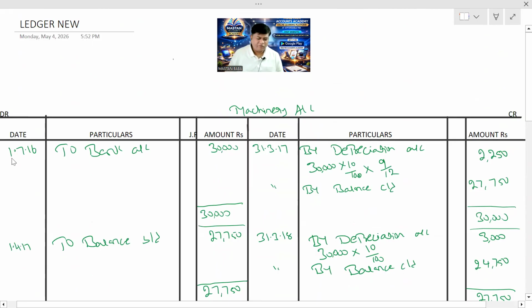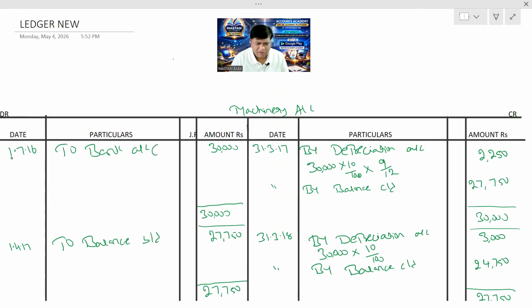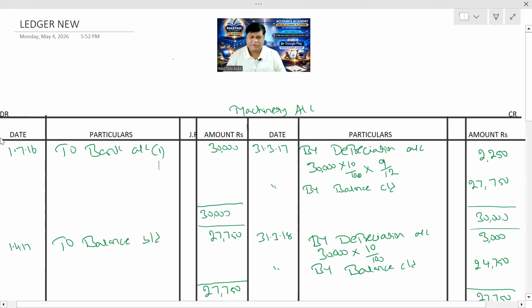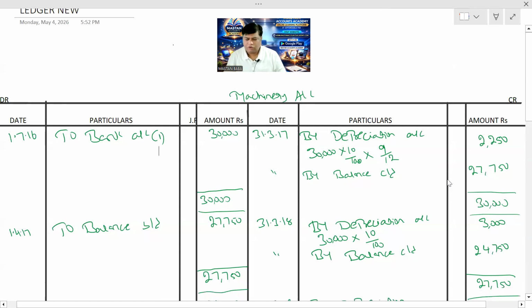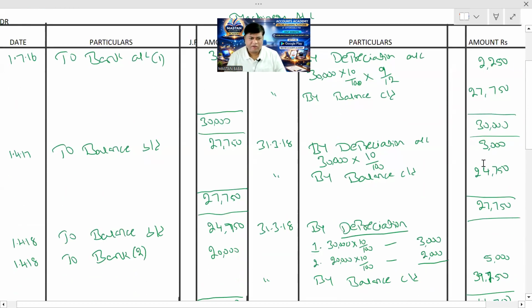First machinery we purchased on 1st July 2016. So I'm writing here 1 because it's the first machinery. Only one machinery is there, no need to write more now. So first machinery 1. For how much was it purchased? It is purchased for 30,000. And by depreciation, what I did here, 1st July 16 to 31/3/17. How many months is that? 9 months. So I calculated for 9 months. 30,000 into 10/100 into 9/12. That comes to 2,250. I have balanced the asset 27,750. Again, by depreciation, same here, that is 2,250 to 31/3/18.